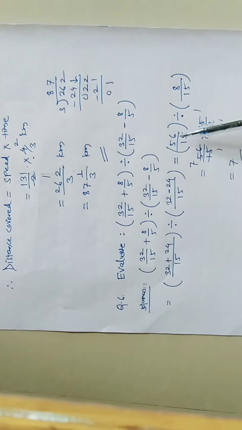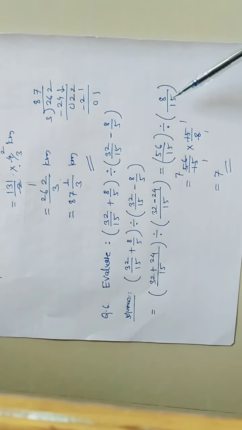Then we have to divide this number with this rational number. So 56 divided by 15 multiplied by the reciprocal of 8 upon 15, that is 15 divided by 8. So 15 ones are 15, 8 ones are 8, 8 sevens are 56. So the required answer is 7.